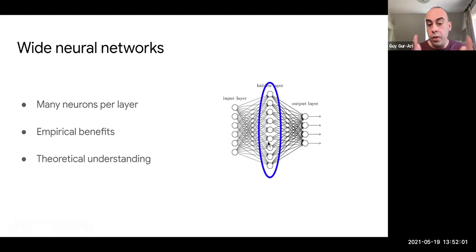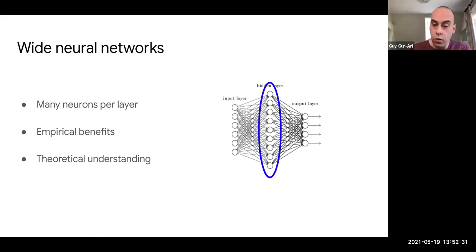That is where we keep the number of layers fixed. We keep the architecture fixed, and we take these numbers of neurons in the intermediate layers to be very large. In the limit, we take them to infinity. And it turns out that's an interesting thing to do for two main reasons. One is that adding more and more neurons gives us empirical benefits. It typically makes the network perform better.